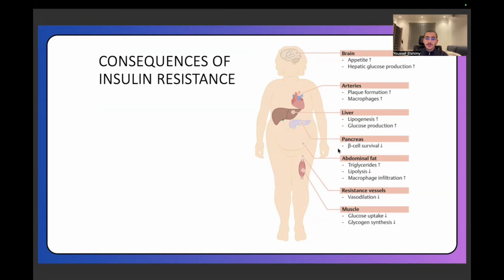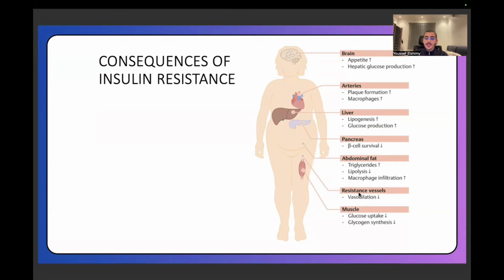The pancreas, with insulin resistance, the beta cells are going to proliferate and try to compensate, and they're eventually going to try to raise the insulin levels, but at the end, they're going to get tired and die and burst or burn out. So the B cell survival would decrease. Regarding abdominal fat, there would be increased triglycerides, decreased lipolysis, and there would be fat accumulation around the abdomen.